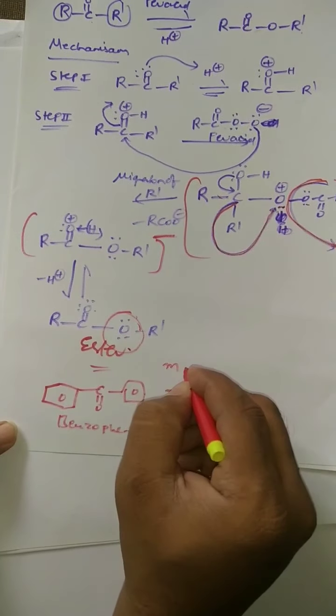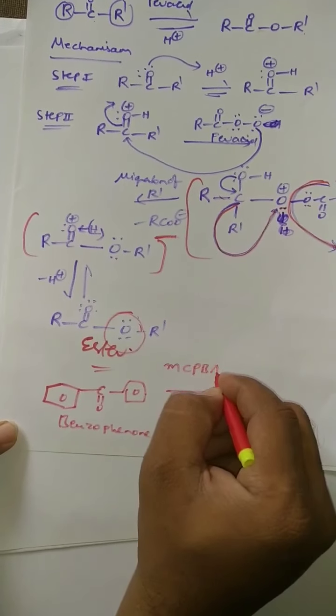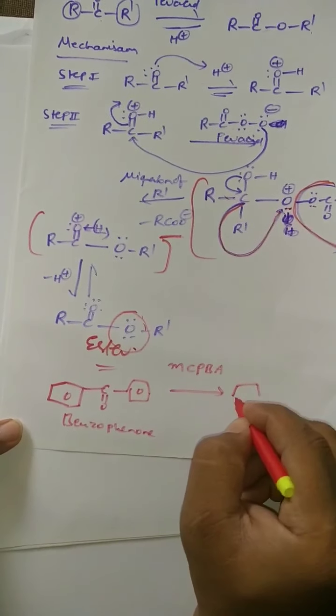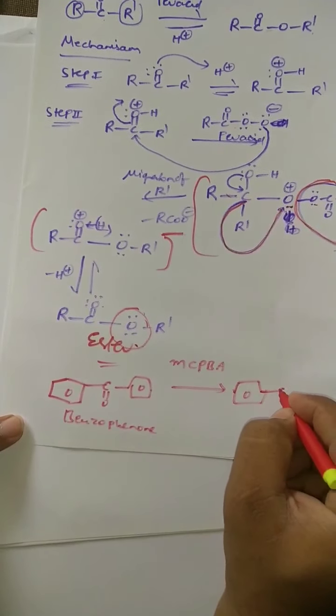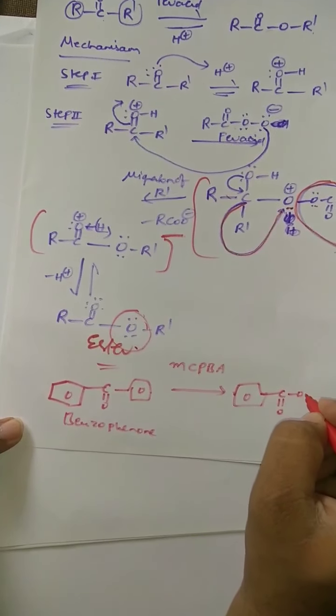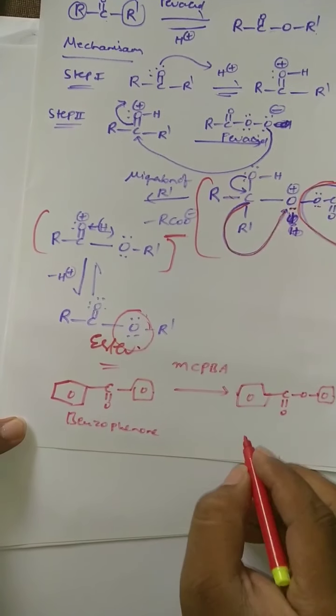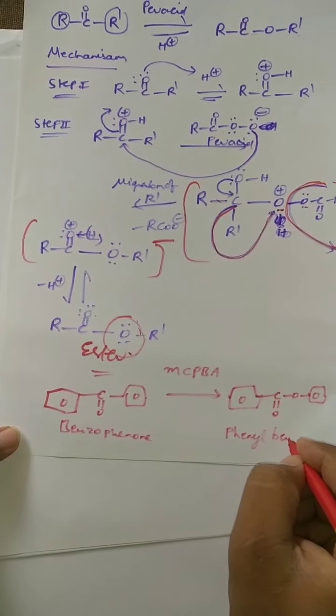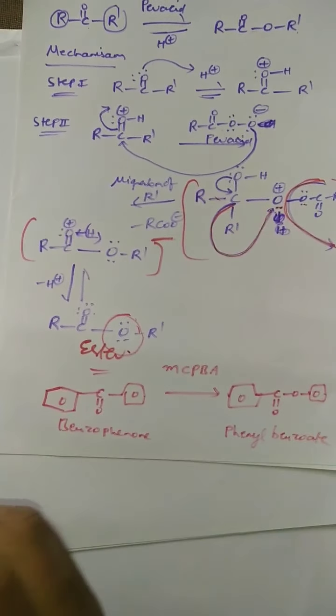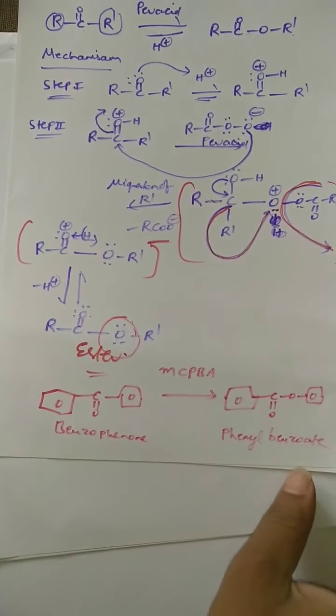On the arrow simply they will give MCPBA. So simply, for NEET students also it is useful. So what is that? Keto group. An additional oxygen has been inserted; it is symmetrical, so on any side it can insert, right? Finally you are going to get this. What do we call this one, students? Phenyl benzoate. So directly benzophenone is converted to phenyl benzoate.